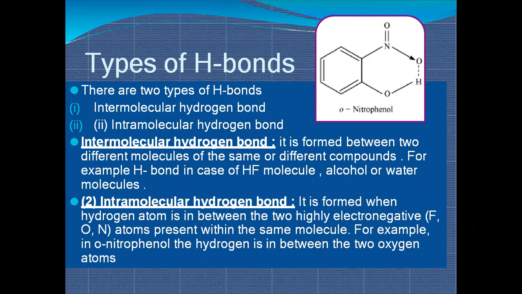So what happened? Intermolecular means when the bond is formed between two different molecules of the same or different type. I think you are all familiar with this word inter: inter-house competition, different houses of the same school; inter-school competition, competition between schools. Inter-college competition means the competition held between different types of colleges. The same thing happens here. This bond is formed between two different molecules of the same or different compounds.